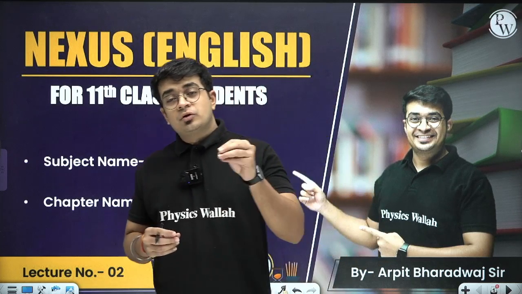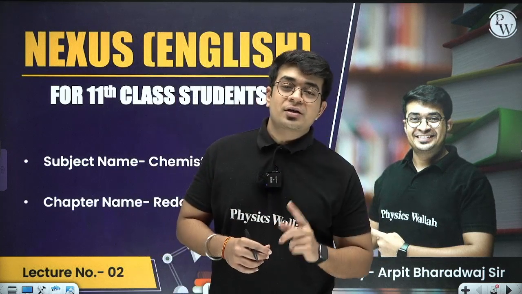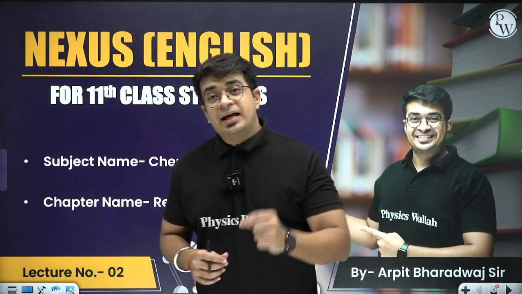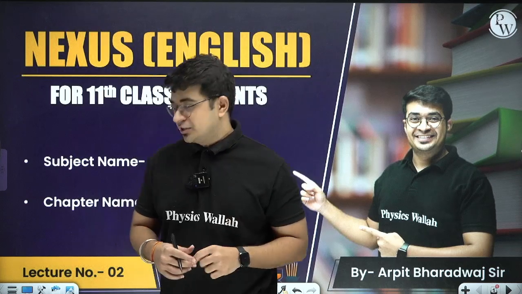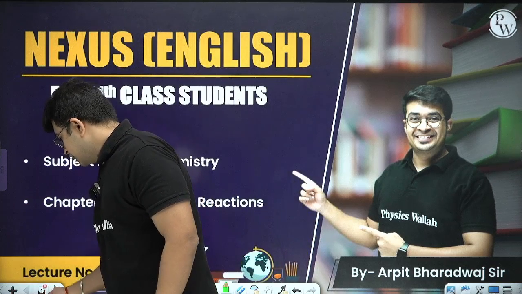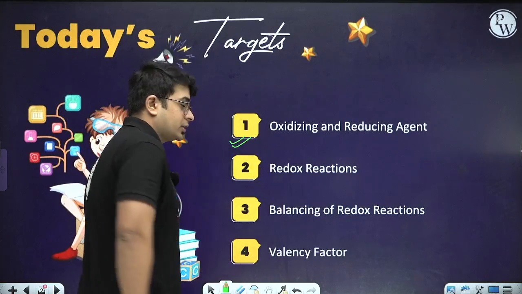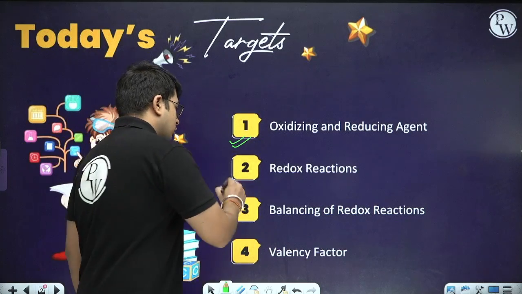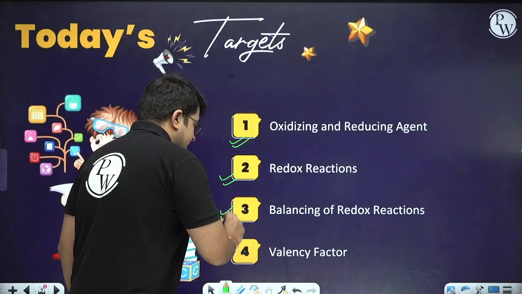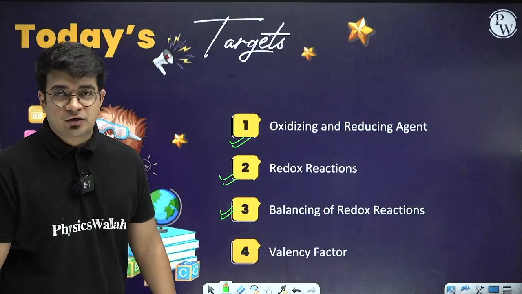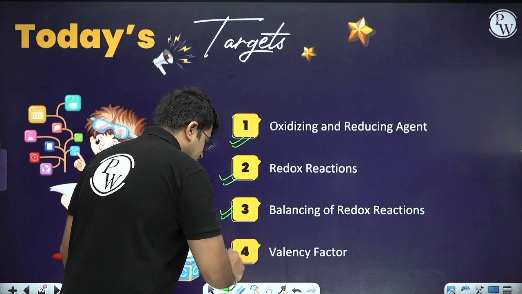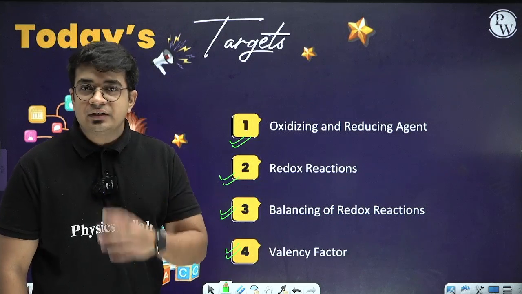Now it's time to talk about the next portion, which is the concept of oxidizing as well as reducing agent, then the introduction part of redox reaction. So this session will be more focused on the analysis of oxidizing and reducing agent, some introduction of redox reaction, then the balancing of redox reaction, and the last part is calculation of N factor, or you can say valency factor.